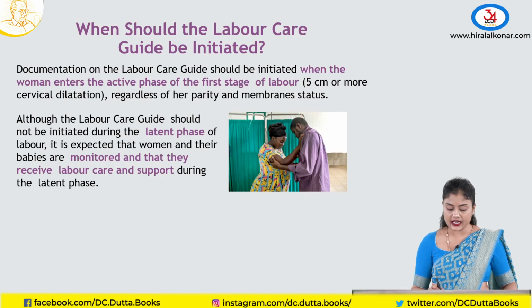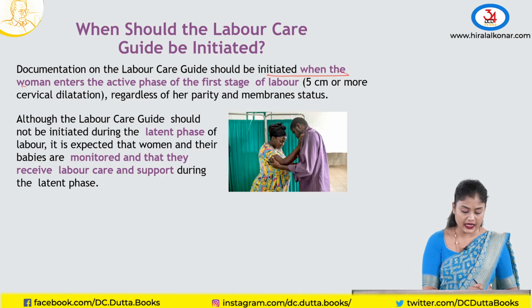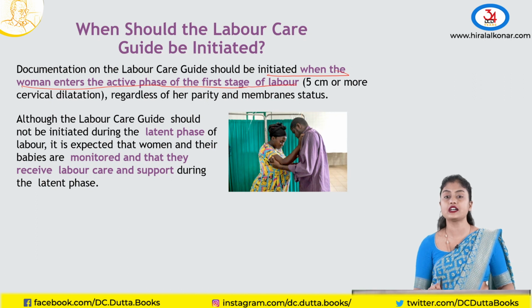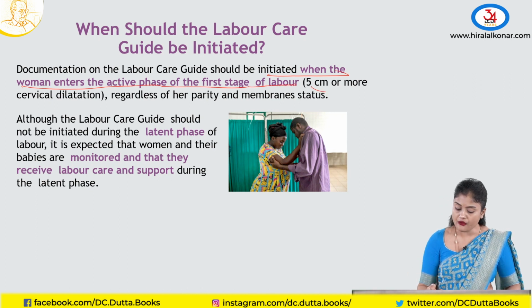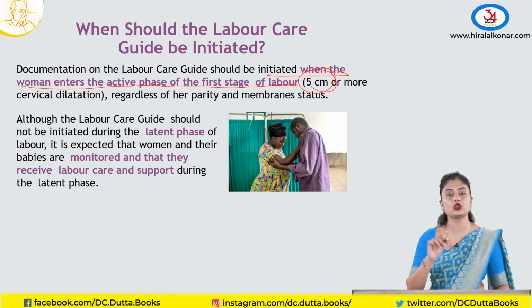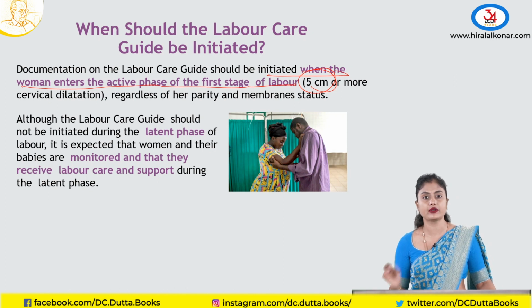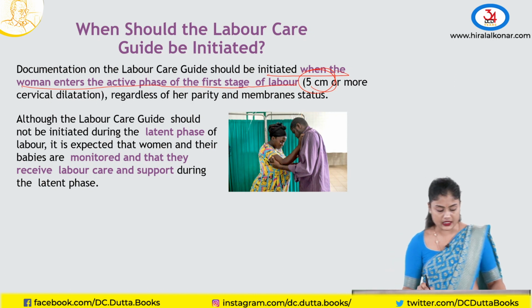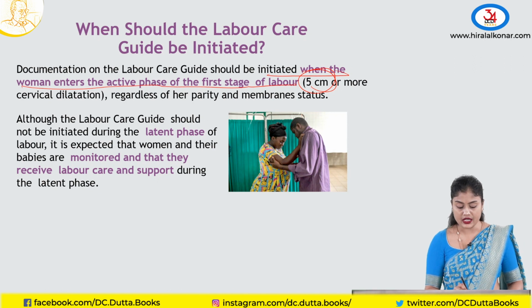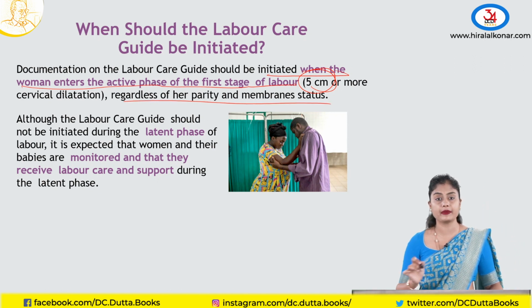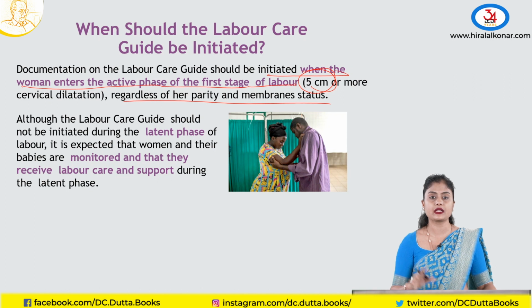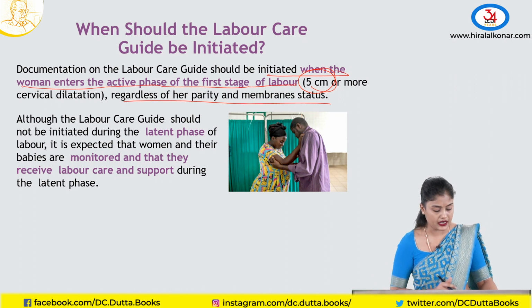The new labor care guide is initiated when the woman enters the active phase of the first stage of labor, that is at 5 centimeters. Previously we used to document from 4 centimeters. Now it is changed to 5 centimeters or more of cervical dilatation. Regardless of her parity and membrane status, from 5 centimeters we start plotting the labor care guide.